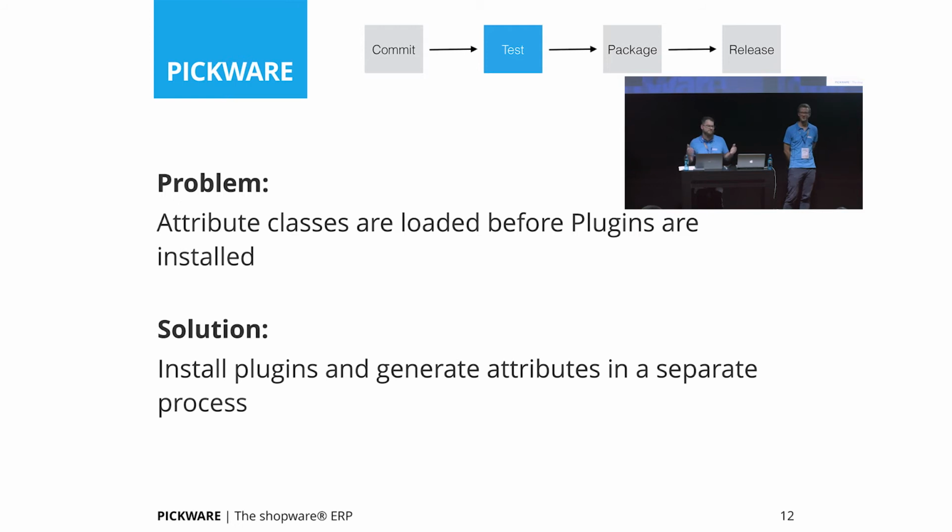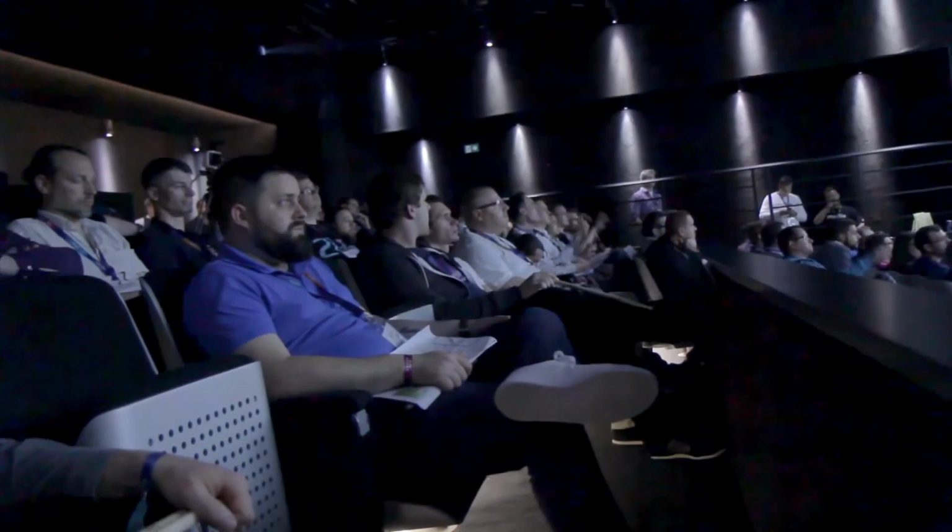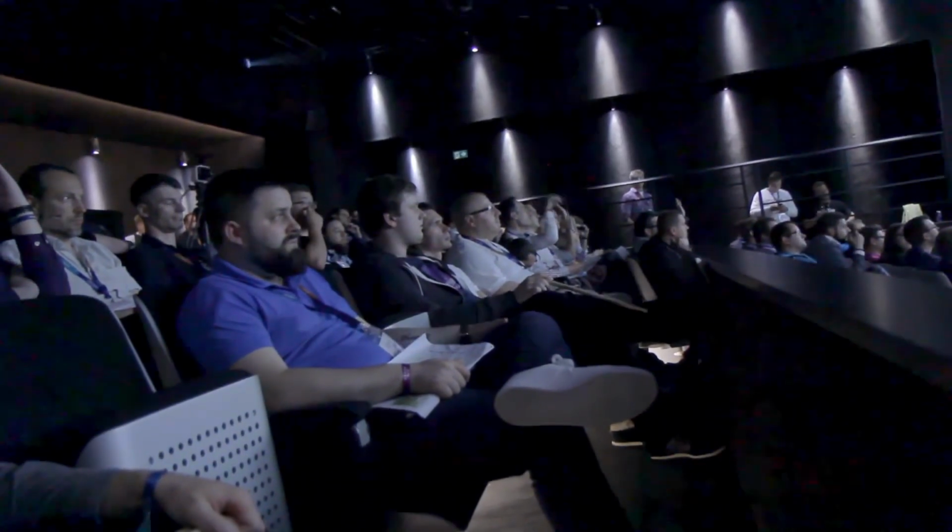Yeah. But let's also open the conversation with this, right? All right, so let's have some audience interaction. How many manual steps does it take you to build a release zip? Maybe we can have a show of hands: who needs 6 or more manual steps? Still counting? 1. Okay, 2 to 5 steps. Okay, and who can package a plugin release in a single step?